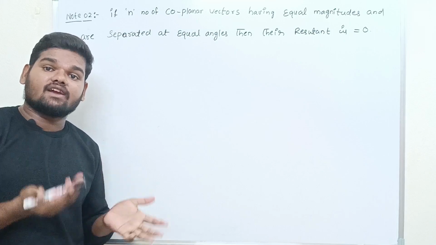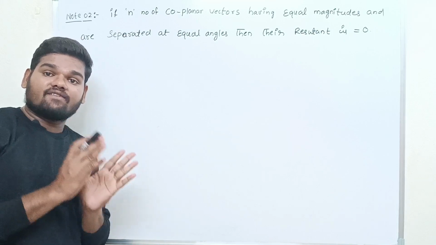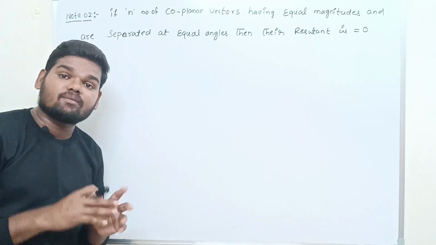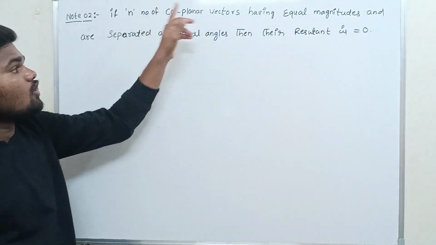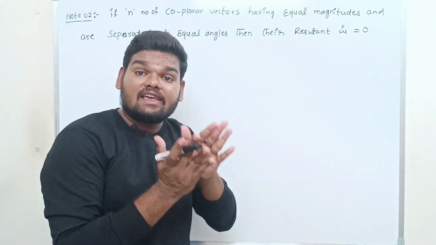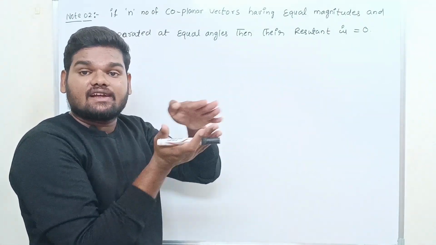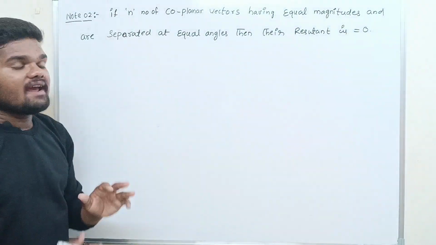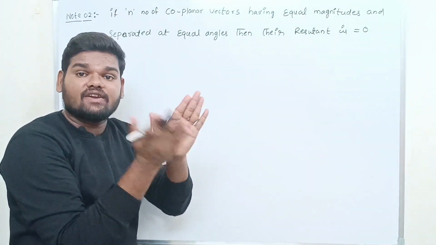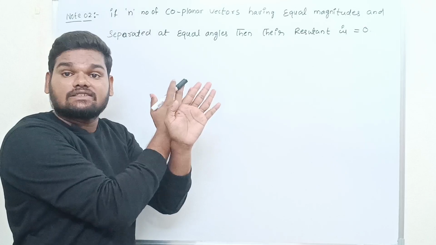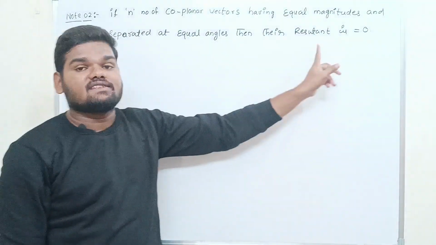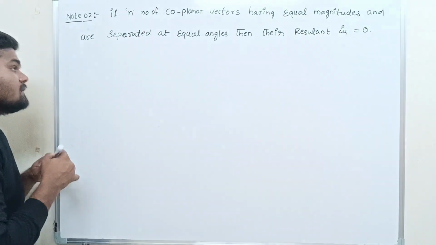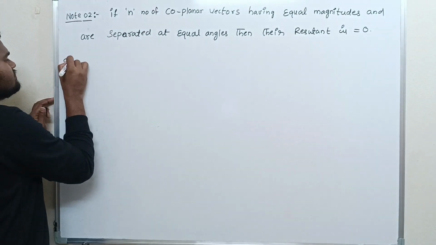So we know that. What is the meaning of coplanar vectors? If the vectors are lying in the same plane, then such vectors are called coplanar vectors. So if all the coplanar vectors have equal magnitudes and are separated at equal angles, meaning the angles between all the coplanar vectors are also equal, then the resultant vector is equal to how much? 0. Okay, are you getting? Right. So let us see one example problem.